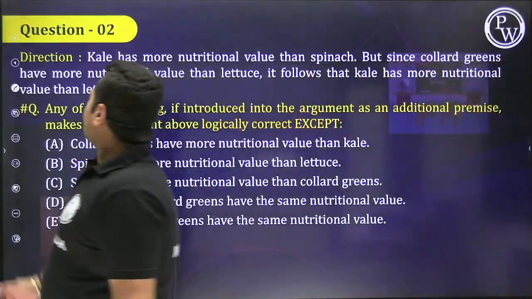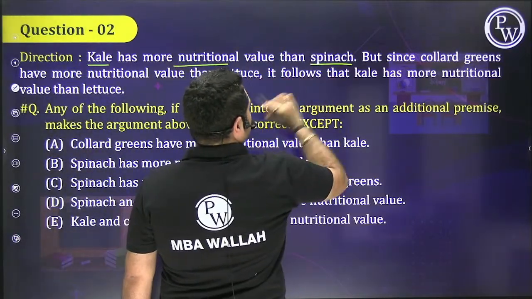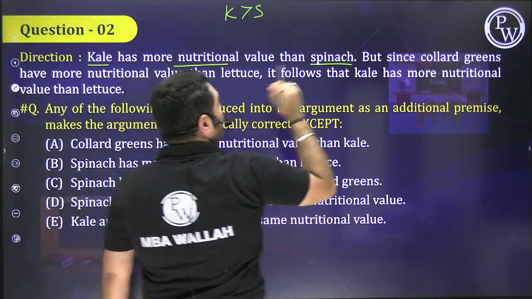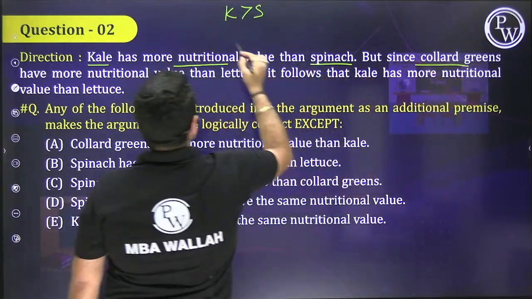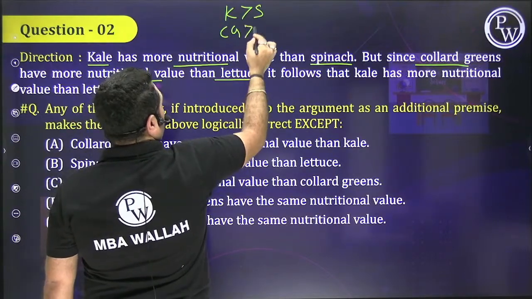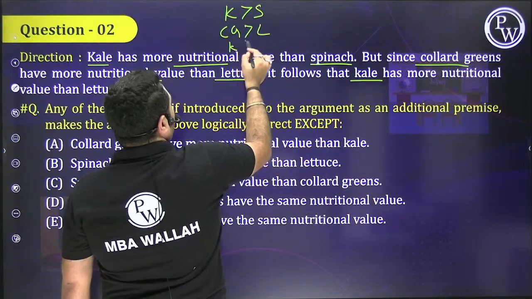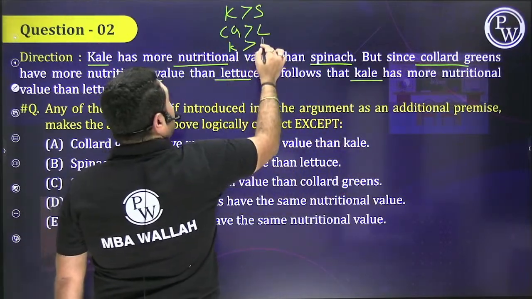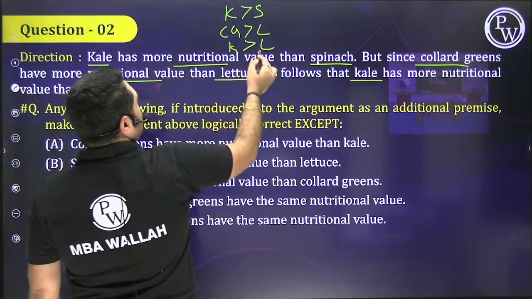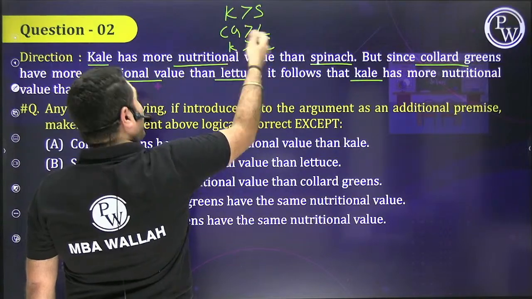We are doing a good job. Kale has more nutritional value than spinach. Let's write it down. Kale has more nutritional value than spinach. But since collard greens have more nutritional value than lettuce, it follows that kale has more nutritional value than lettuce. Interesting. So people, what are we saying here? Kale with spinach is more, collard greens with lettuce is more, so kale with lettuce is more.